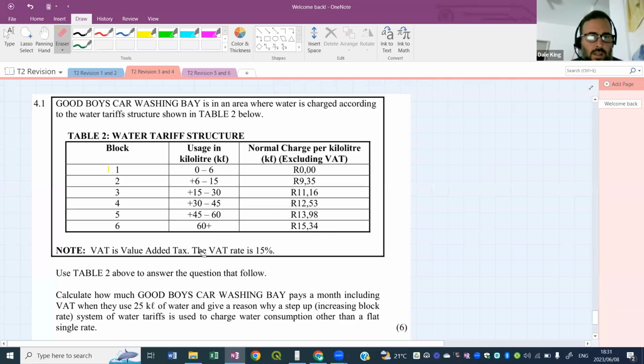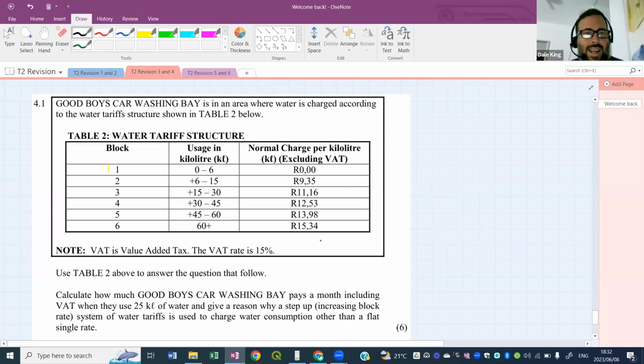There is a note at the bottom as well. VAT is value added tax. The VAT rate is 15%. Do these values include VAT? Well, that says excluding VAT. So no, these rates are excluding VAT, which means they could ask us to include VAT later on. Just remember that. The person was asking about VAT. We might be using that here.